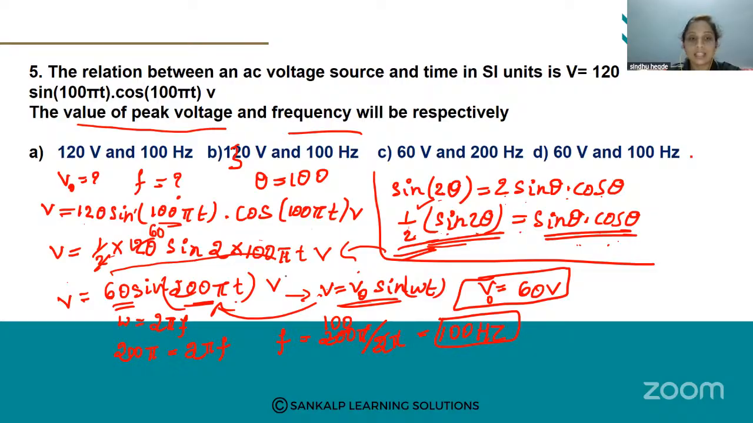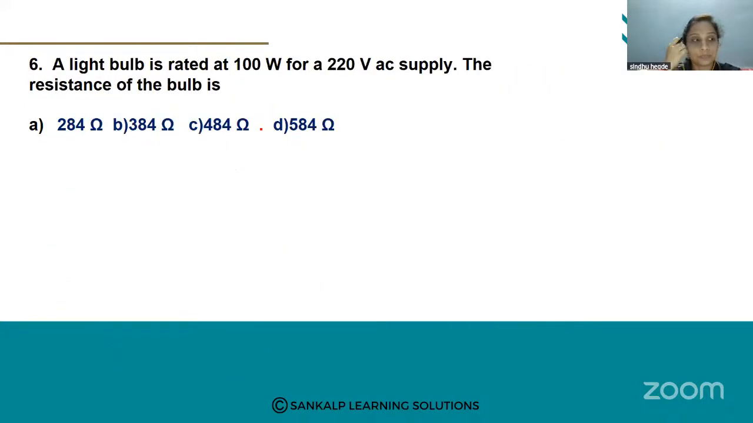Okay, then later, we know that the value of the peak voltage formula is V is equal to V naught sine of omega t, right? With the help of this you have to calculate V naught here, and then again using this formula calculate the frequency. So finally, which answer is correct? 60 volt and 100 hertz. Here option D is the correct answer. Okay, let me see the next one.